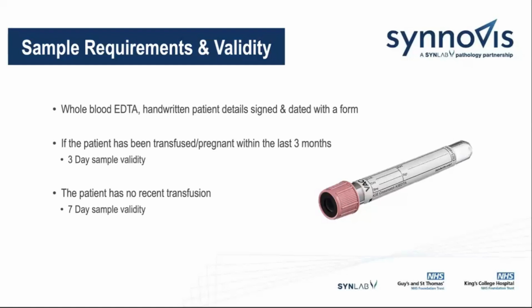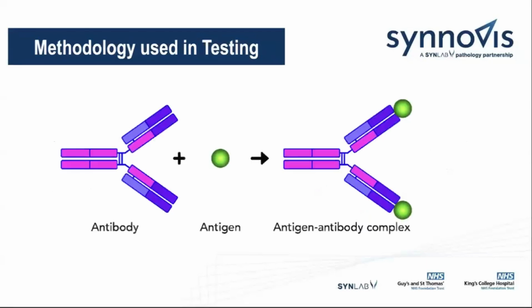And for patients that have not had a transfusion within the last 3 months, their sample validity is 7 days. And this is because there's no risk of them creating a new alloantibody because they've not been exposed to any of those donor red cells or fetal red cells.